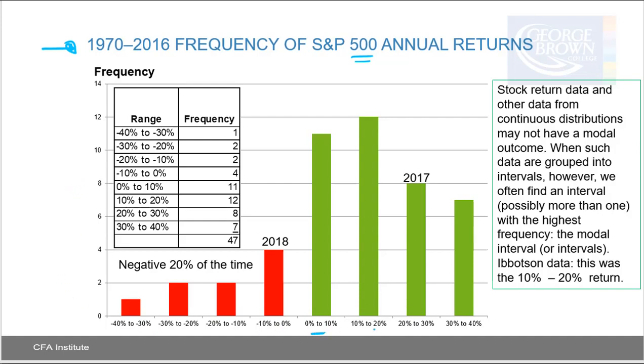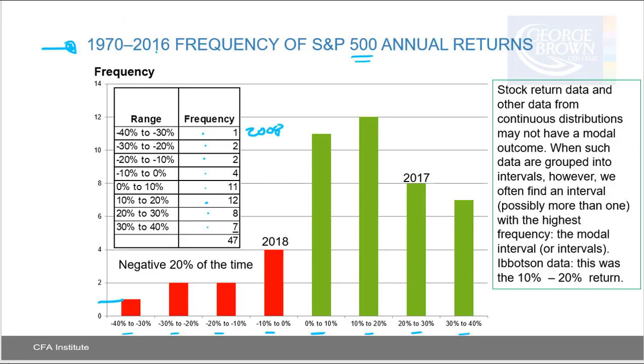You can see 0 to 10% positive, 10 to 20%, 20 to 30, 30 to 40. On the negative side, 0 to negative 10%, negative 10 to 20%, negative 20 to 30%, negative 30 to 40%. And then I do a count of how many years the calendar year returns fell into those ranges. And so you can see here the negative 30 to 40% just one time.